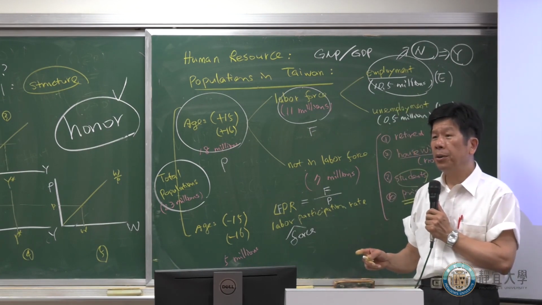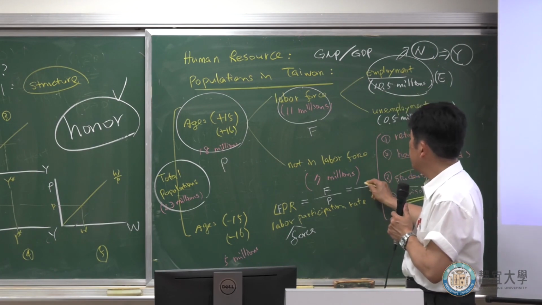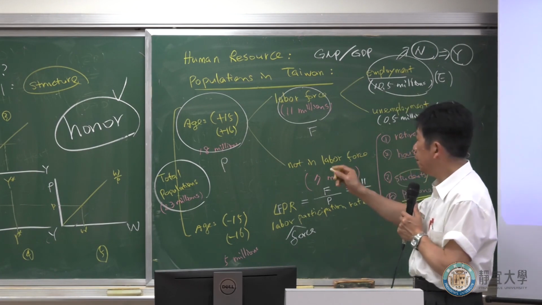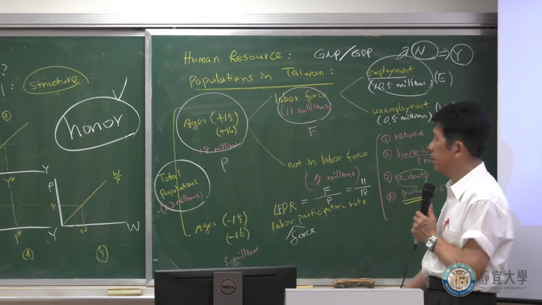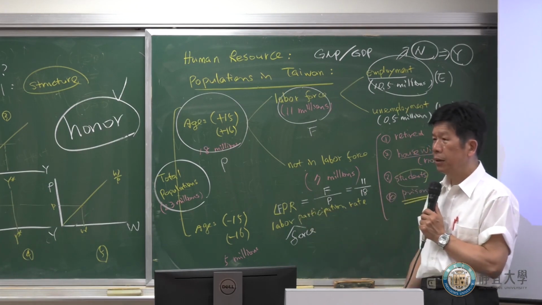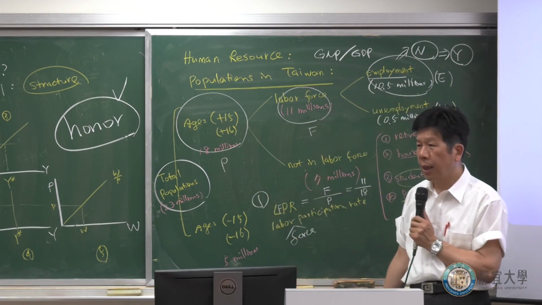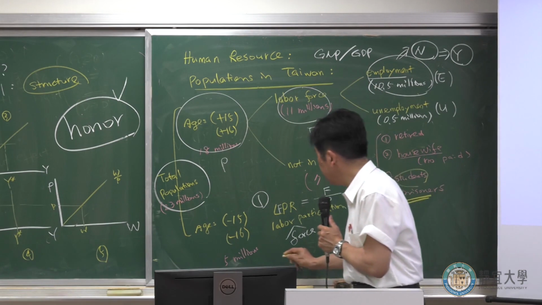So the Taiwan story: here you can calculate that this represents 11 million divided by 80 million. So this is the labor force participation rate. This is the first index you need to calculate.